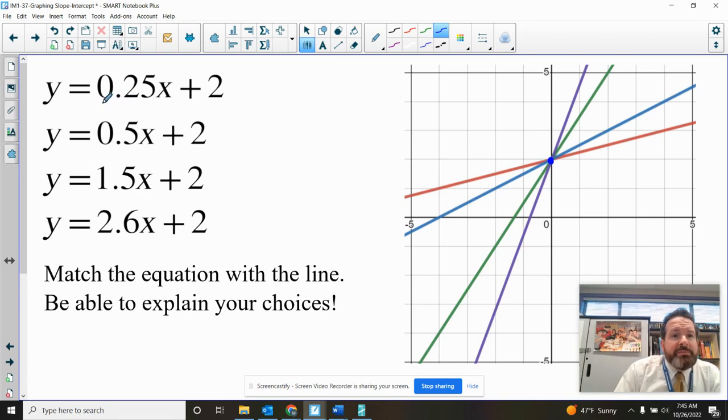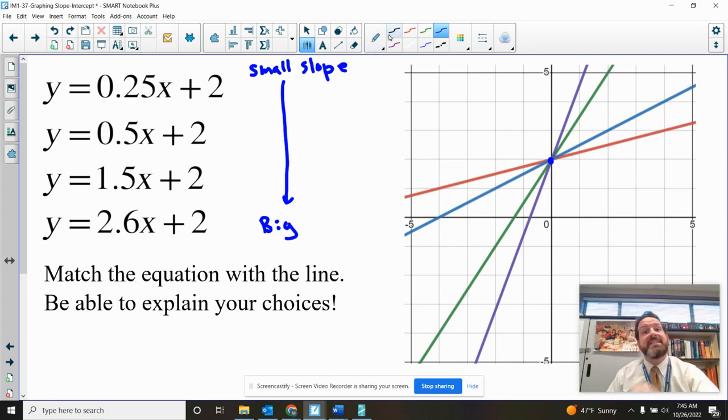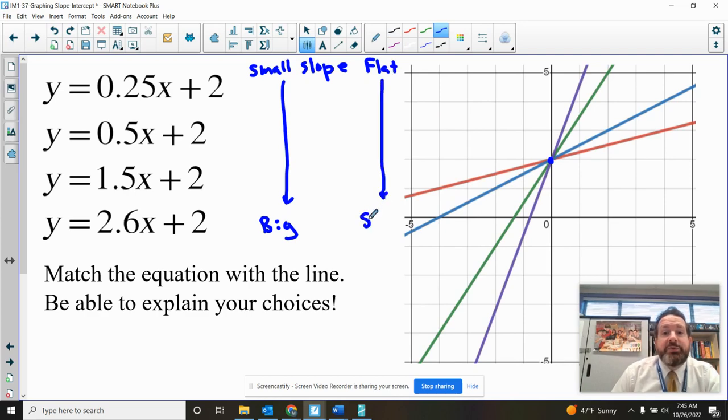Take a look at these numbers. 0.25 is the smallest. 0.5 is the one that's bigger than that. 1.5 is bigger than that. 2.6 is the largest. So the slopes go small to big. That means that the steepness of the lines is going to go from flat to steep.